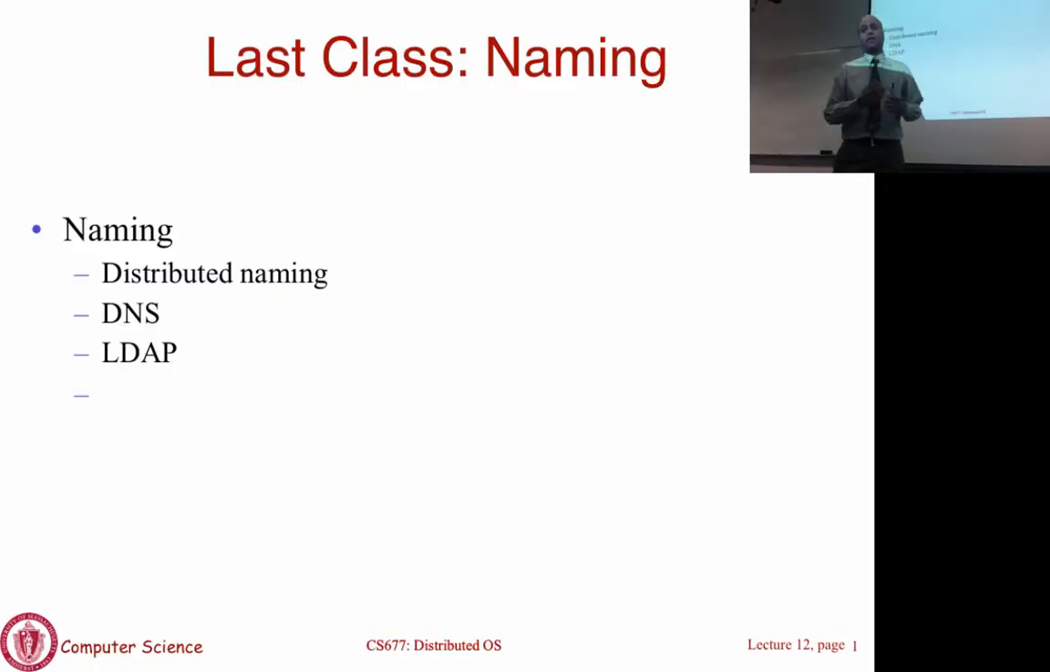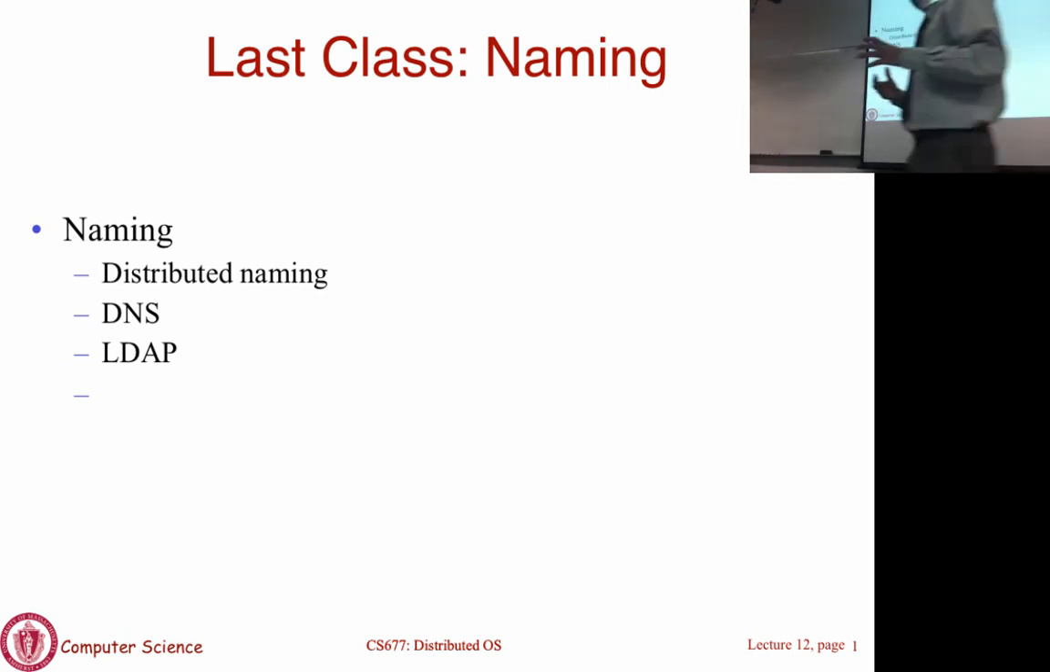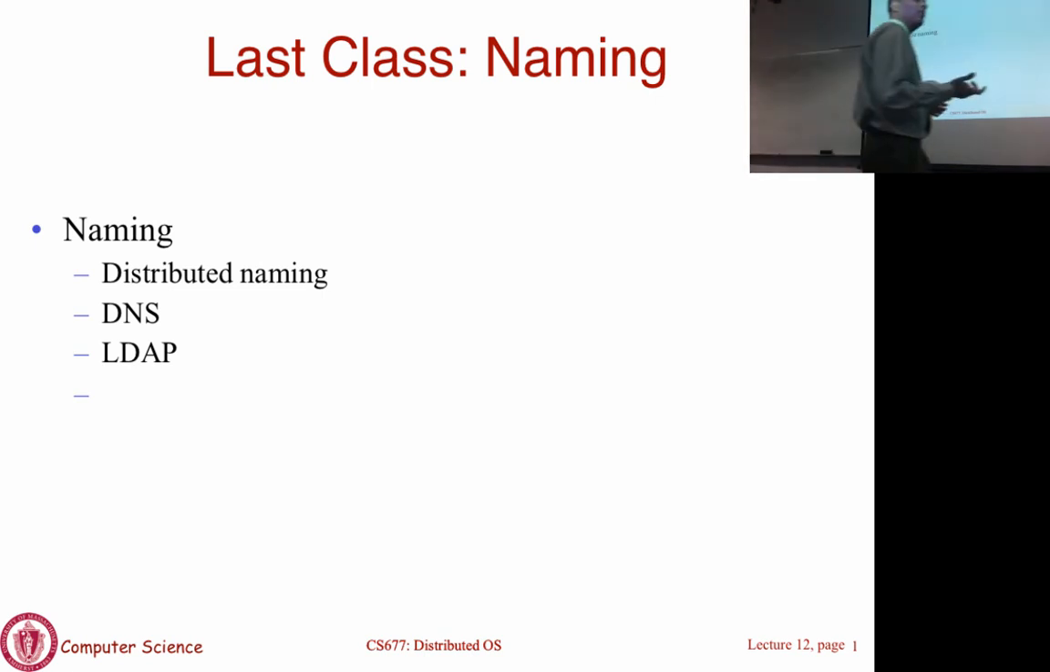Okay, so we'll get started here. Just a recap, we were talking about naming and distributed naming systems last time. The important thing to keep in mind is most objects, resources, machines in distributed systems have names that users give them and refer to those objects, machines, resources by their name. And the system has to map it to the underlying resource, which is the job of the naming system.